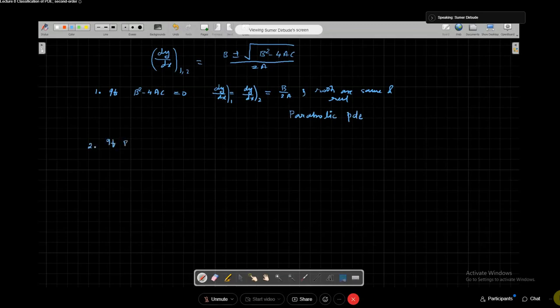If b square minus 4ac is greater than 0, then the roots will be real and they will be distinct. Okay, so we will have two roots. One will be dy by dx 1, and we will have another root, dy by dx 2, and these are real roots, real and distinct. In such cases the PDE will be a hyperbolic PDE.